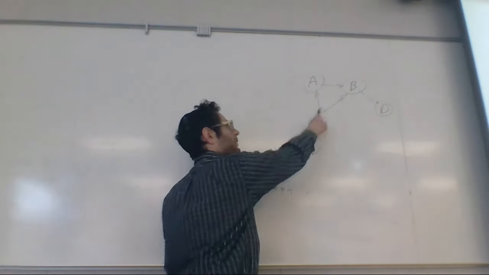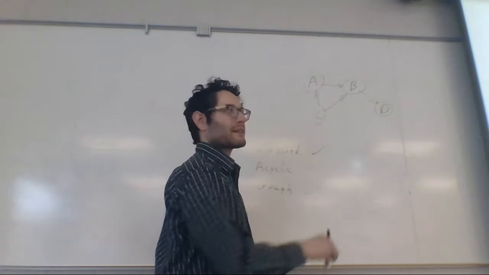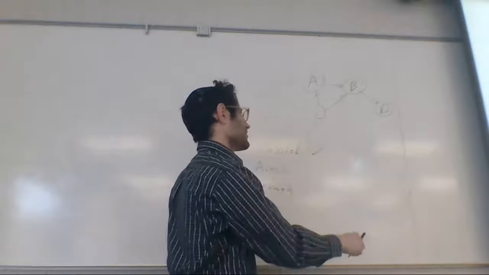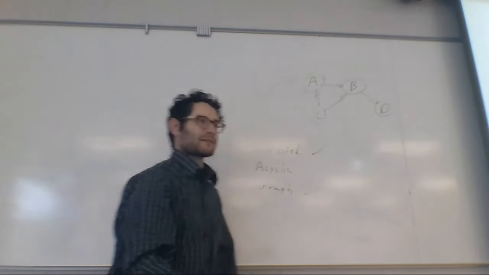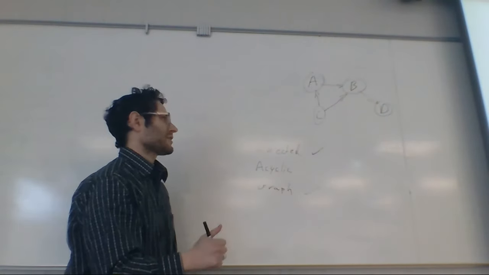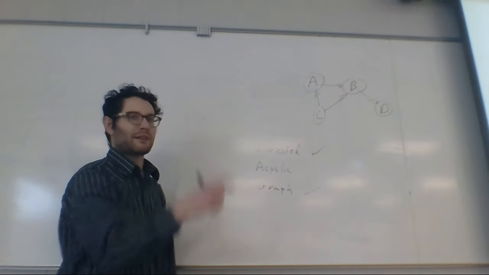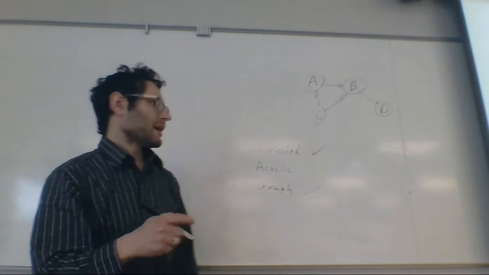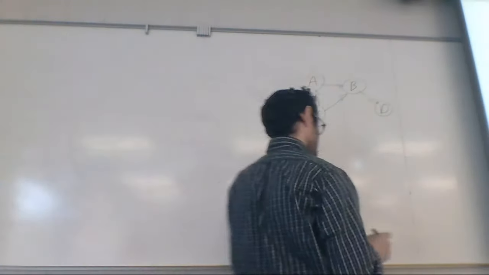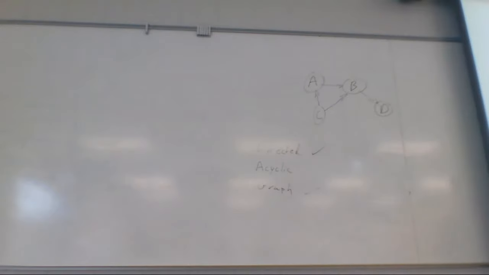So if you notice, this one has no cycles in it. Basically, if you start somewhere and move along the edges, you're eventually going to get to D, right? There's no cycle. There's no way to get back around. Now, there's a nice big class of problems for directed acyclic graphs, which we'll get into in more detail when we talk about topological sorting, which I hope to get to today.